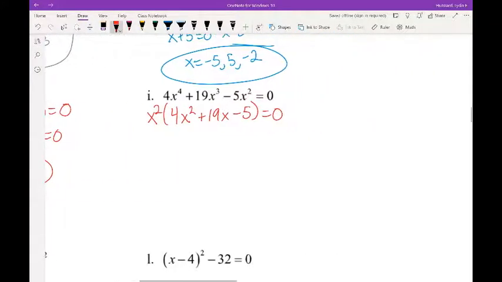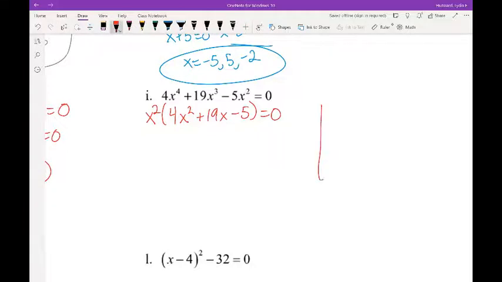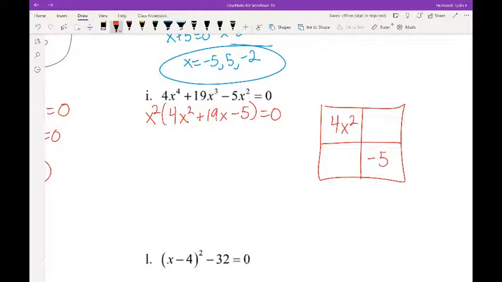Now I just have a trinomial in those parentheses, so I'm going to see if I can factor that piece. I am going to leave the x squared out front. I'm not dividing it out. I'm just factoring all the way down. So I'd have 4x squared and a negative 5. When I multiply those two together, I want something that's going to multiply to a negative 20x squared, but add to 19x. So the two numbers that are going to do that are a positive 20x and a negative 1x. And so that works out quite nicely.